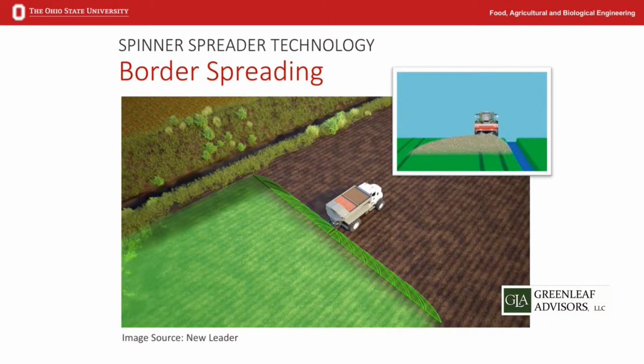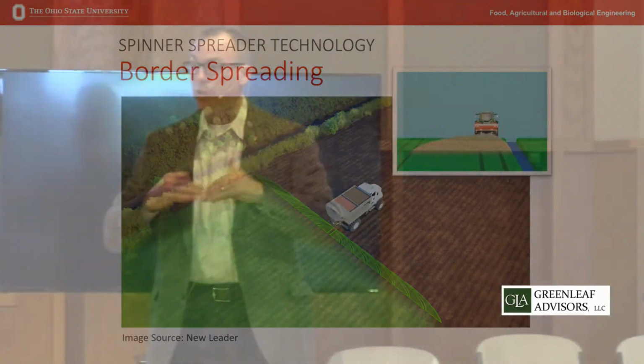So we get section control, you get border spreading now on these spreaders, and it really opens up the ability to more uniformly get our fertilizer applied, and overcome some of the limitations we had up until the point these type technologies came to the front.